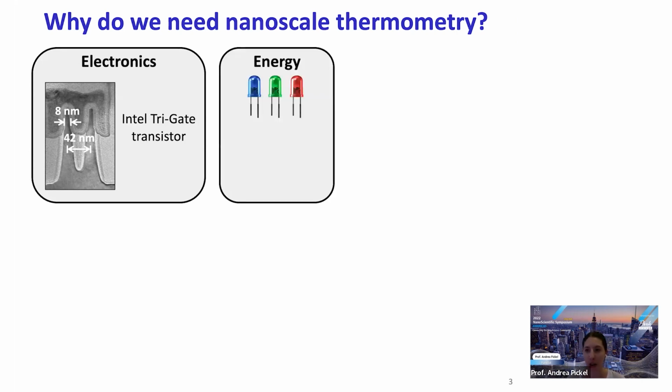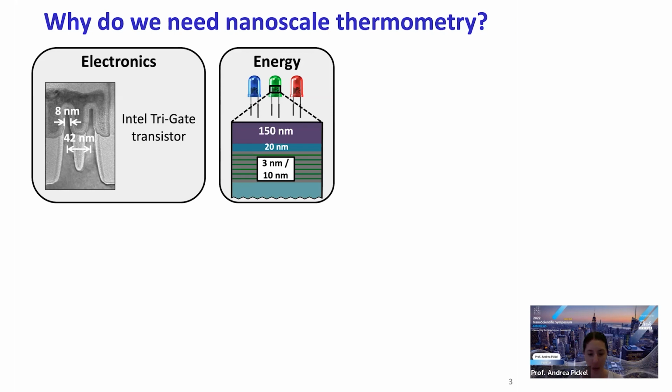Another area where heat transfer is important is energy, although when we think about heat transfer and energy, we might typically think of large-scale systems like steam power plants or internal combustion engines. But it turns out that there are other areas like lighting where heat transfer at smaller scales is important. To give one example, as we've shifted from incandescent light bulbs to LEDs, the thermal challenges associated with lighting have shifted to the nanoscale.